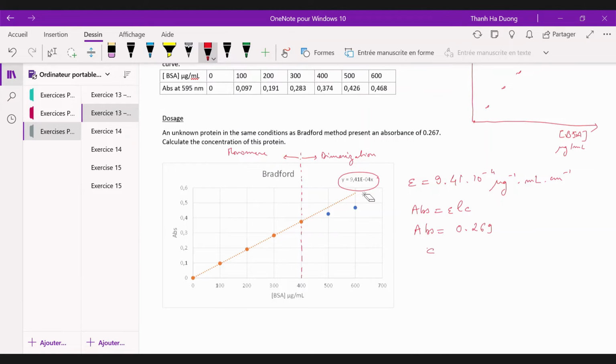So did you find the concentration of the unknown? I find 285.8 micrograms per milliliter. Okay? Do you have any question?